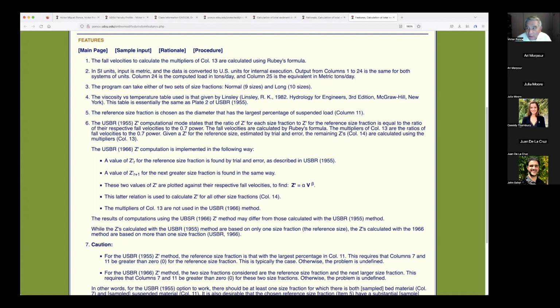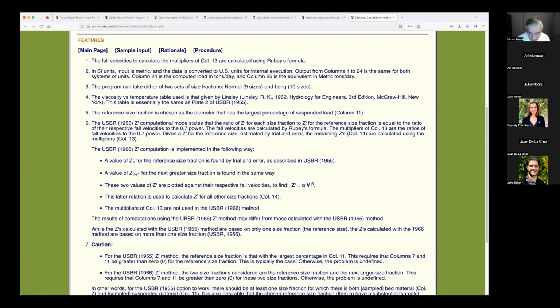It is called the Lara methodology, for the author of the paper, which we're going to review in a minute here. So the Z prime R is found by trial and error, and then a value of Z prime R plus 1 is found in the same way, and these two values of Z prime are plotted against their respective fall velocities, and to find a line, it's actually not a line, it's a curve, but it's a line on log cycles.